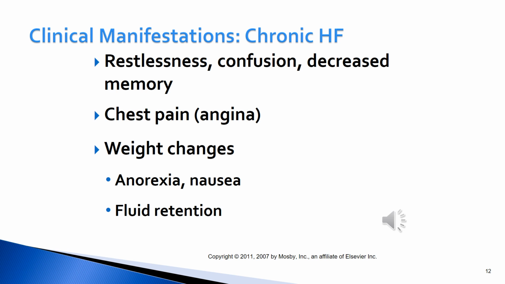These patients can experience chest pain or have angina, again, with the work that the heart's trying to do and its inability to do so. There may be some ischemic or some potential chest pain experience that the patient's having. Weight changes, again, we talked about the fluid retention and the potential for weight gain, but these patients can also experience anorexia and nausea related to lack of perfusion, improper function of the heart and circulatory system.